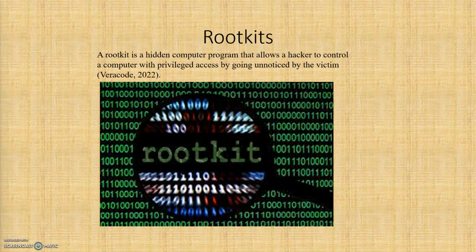The fourth attack is a rootkit. A rootkit is a hidden computer program that allows a hacker to control a computer with privileged access by going unnoticed by the victim. When running the rootkit, the hacker can spy on the victim, execute files remotely, and change system configurations on the victim's machine. Rootkits can be found in the form of trojans, worms, or viruses sent over phishing emails.